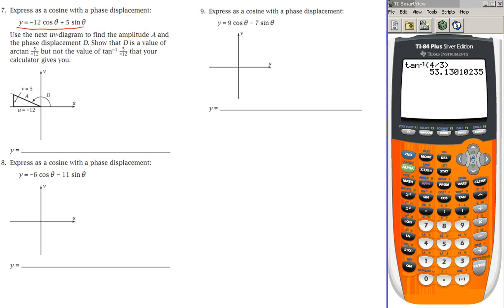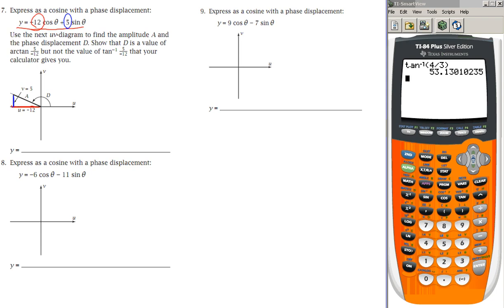So what the worksheet did for you is it drew in the UV plane a diagram that was a lot like the diagram that we just had. The u coordinate was the coefficient of cosine, which in this case is negative 12, so it's going to the left, right? And then the v coordinate here is the coefficient of sine. It's positive 5, so it goes up, okay? So if I look at this in the UV plane, the angle in standard position for this triangle is D, the phase displacement that we're looking for, and A is still the amplitude.